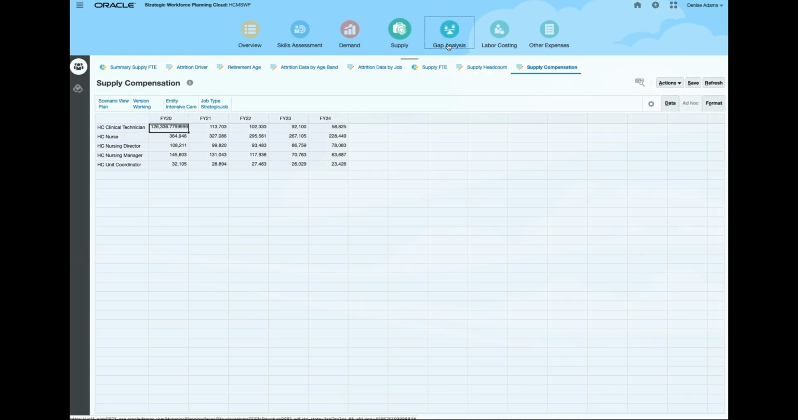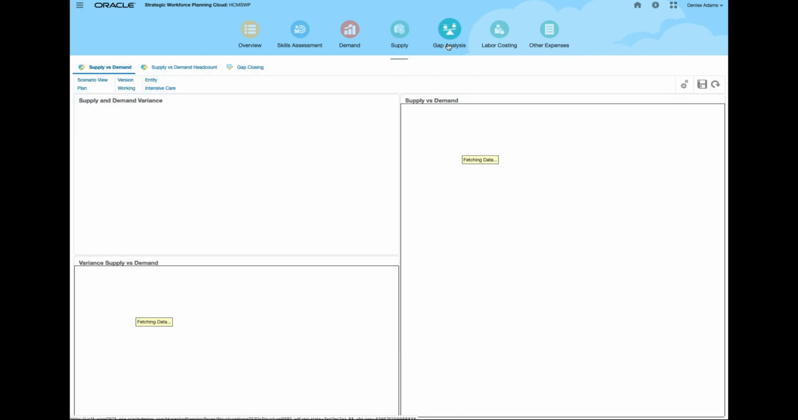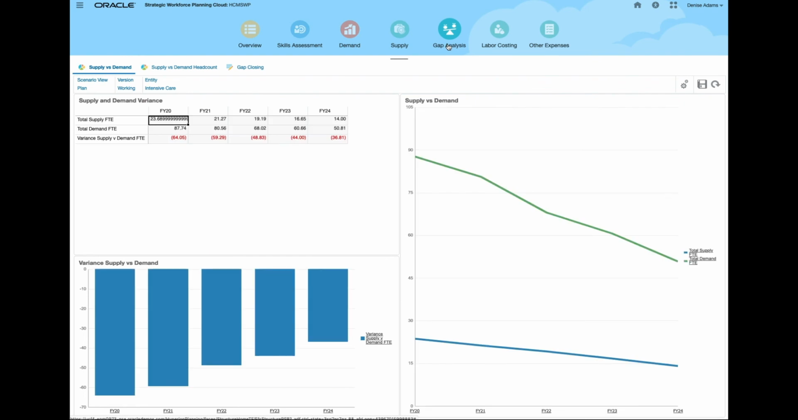If we take that forward and look at what the long-term effect of that might be, in my gap analysis, I have a very clear blue line here showing a decay across, again, my intensive care unit, that I'm going to fall from around 20 staff down to around a dozen or so in the next 2 or 3 years through these various age-based attrition drivers.